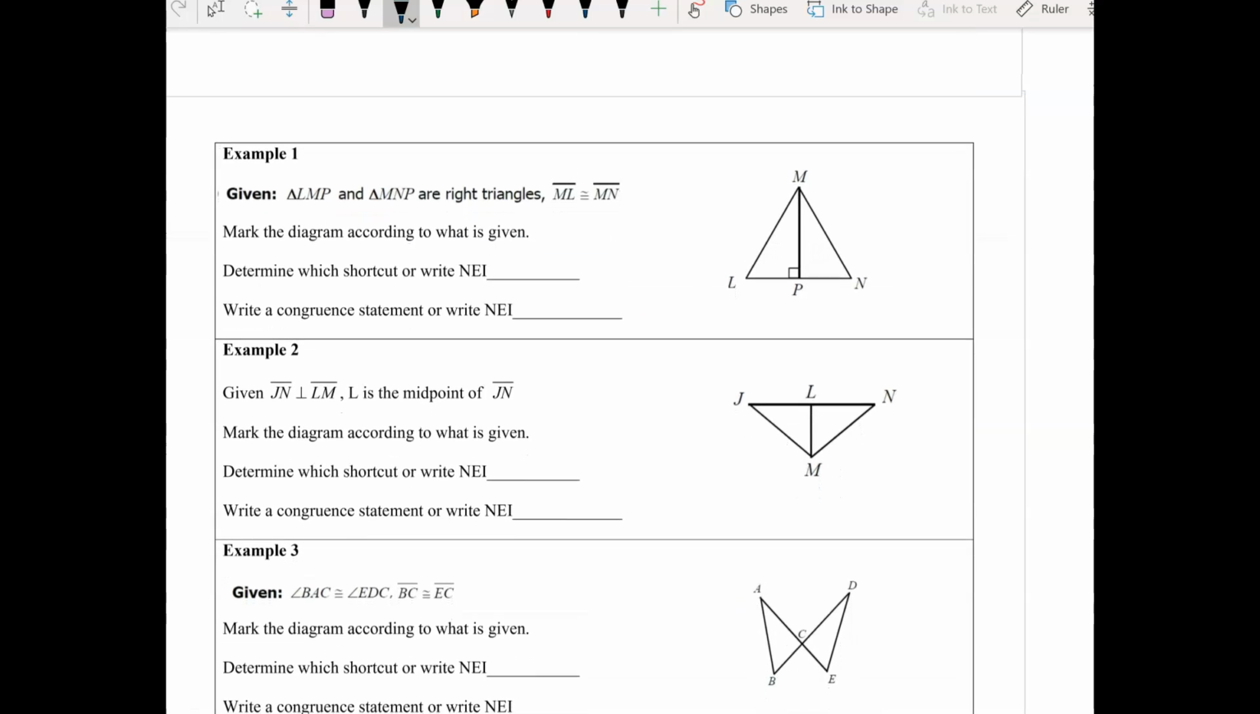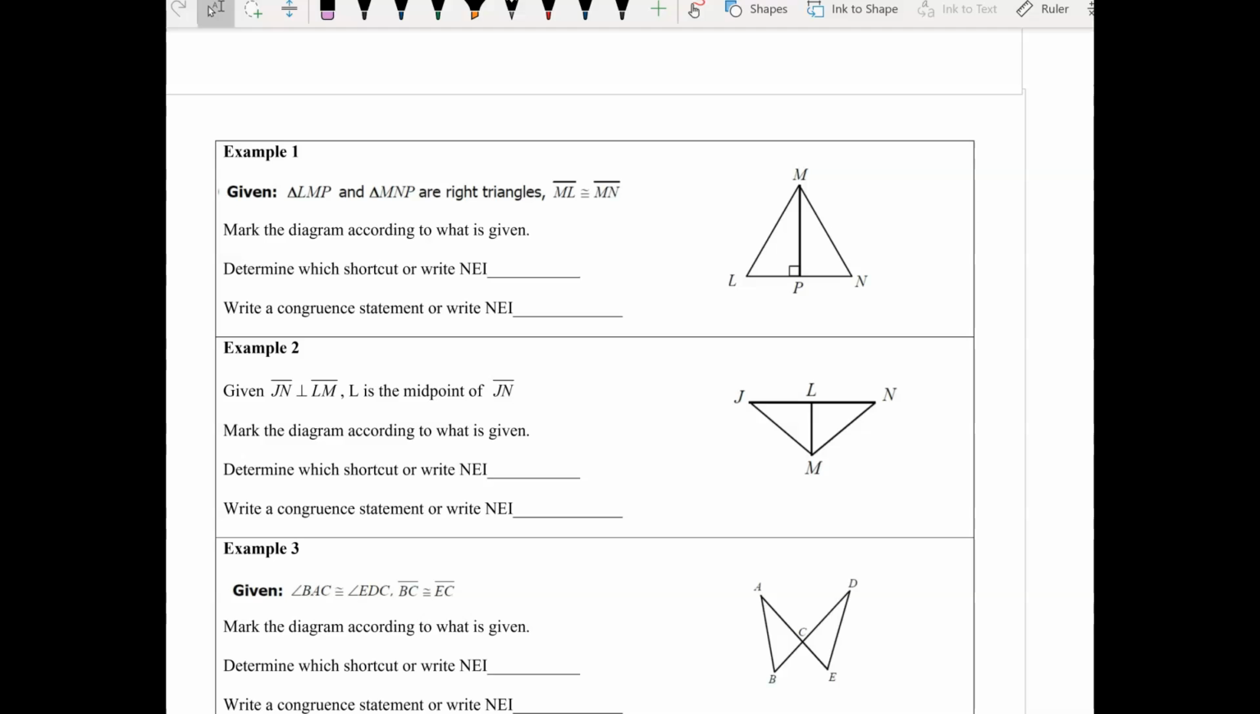Okay, now we're just going to look at some examples, and any one of these is possible, except it's going to be a shortcut, not the definition. We're going to go through the process that we've been going through, which is to label what we see by marking the diagram according to the given information and anything else we know, and then determining the shortcut from there. All right, so let's start with this first one. Let's take a look.